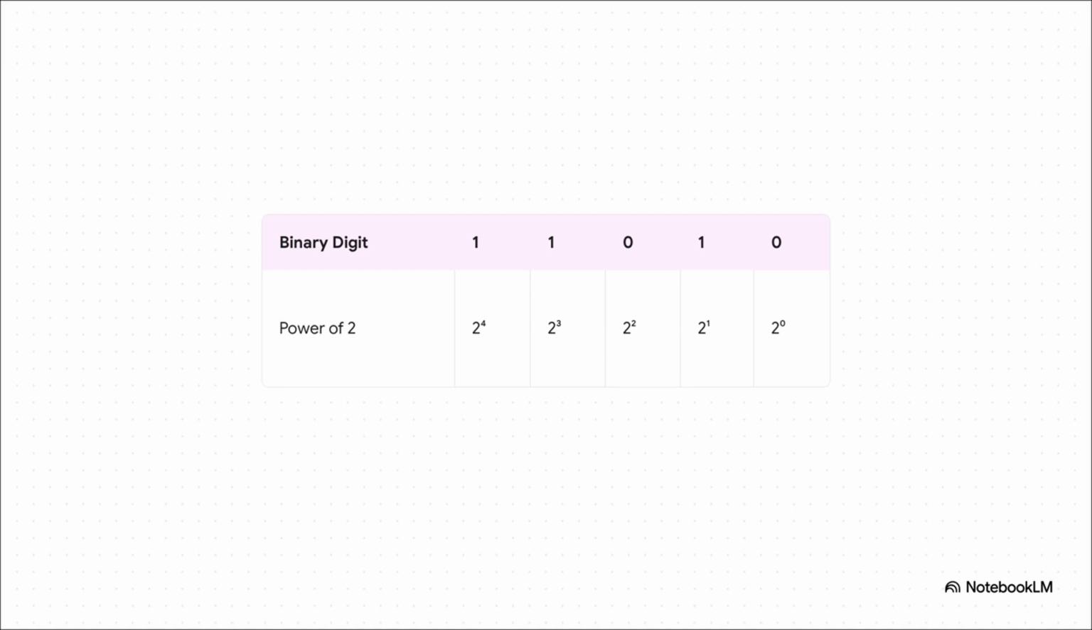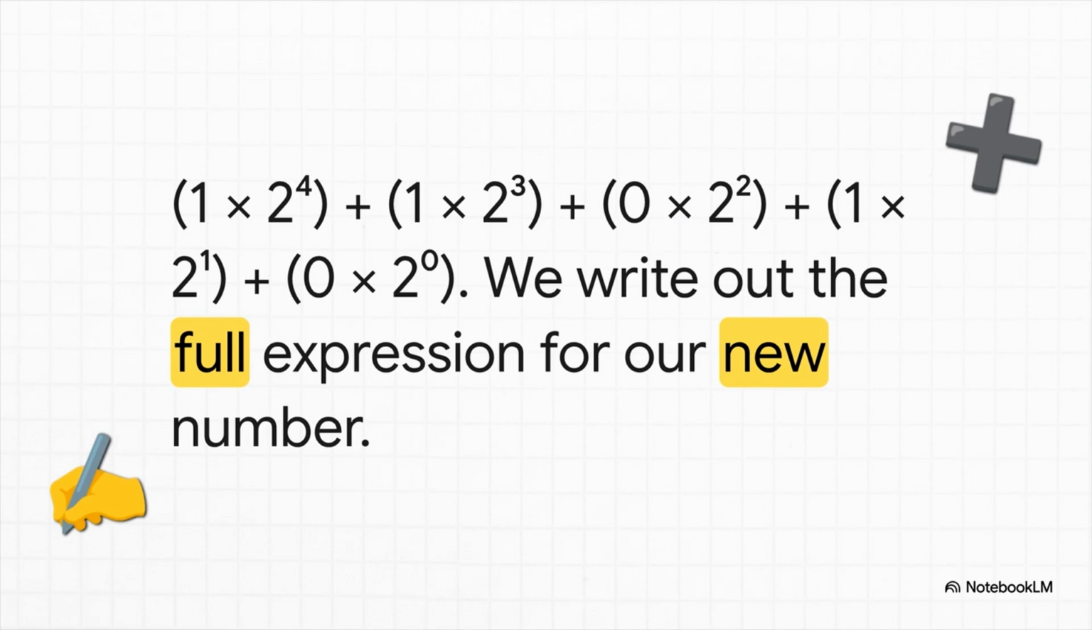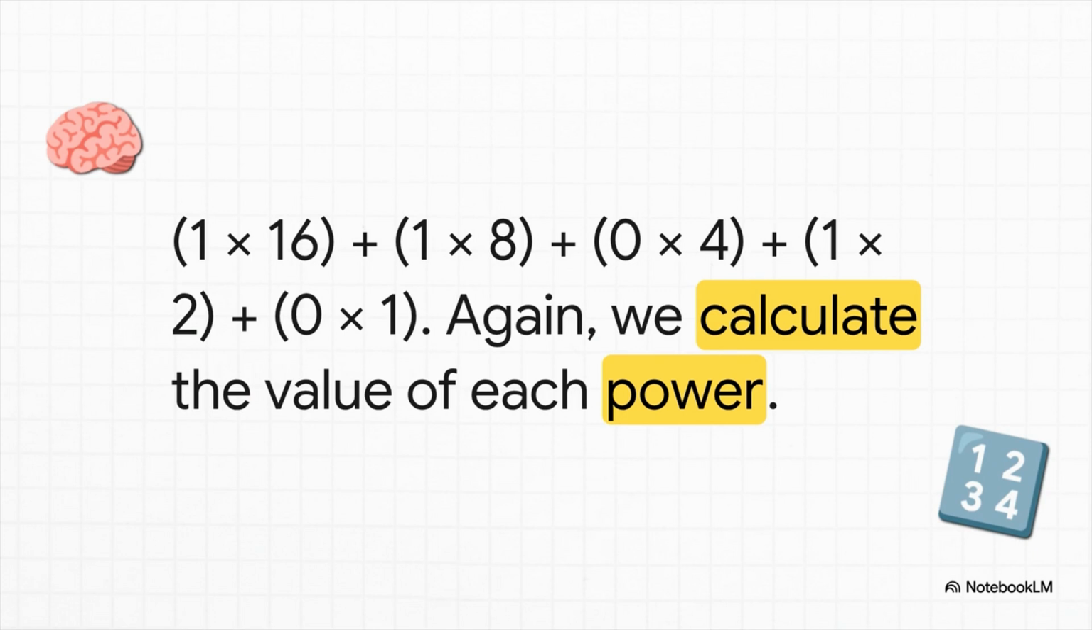Okay, the positions are assigned. Now for step 2, let's write out our full expression, multiplying each binary digit by its matching power of 2, getting them all ready to be added together. And again, let's solve for those powers of 2 first to keep our work neat. 2 to the power of 4 is 16. 2 cubed is 8. 2 squared is 4. 2 to the power of 1 is 2. And of course, 2 to the power of 0 is 1.